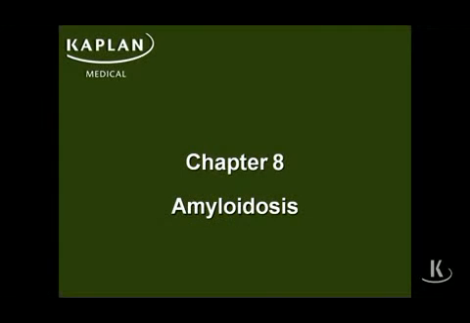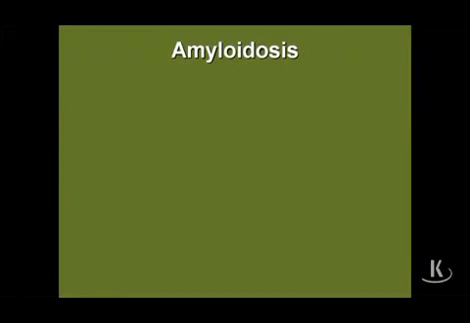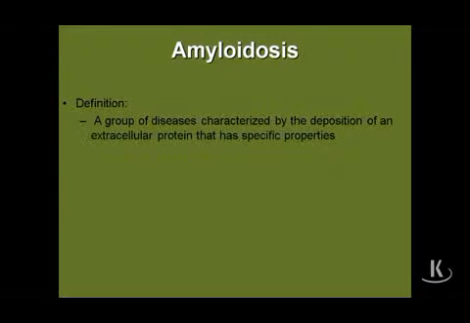The next chapter, Chapter 8, is the condition called amyloidosis. When we define amyloidosis, it's a group of diseases characterized by the common denominator of the deposition of an extracellular protein that has special, unique conformational changes that provide it unique properties. But remember, when you add material to tissue, what's going to happen to its compliance is that it will decrease.